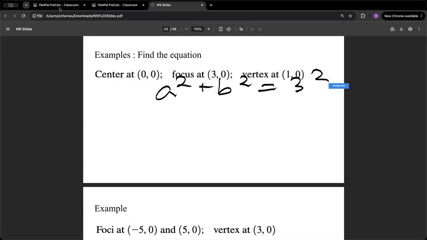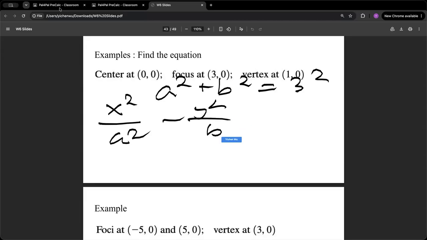The vertex being at 1, 0 means that it is an x-axis hyperbola, so it's going to be in the x squared over a squared minus y squared over b squared format. The vertex at 1, 0 means that a is 1. So we can write this as 1, and then I would just solve for b squared. b squared is 8. So this is our hyperbola: x squared over 1 minus y squared over 8 equals 1.